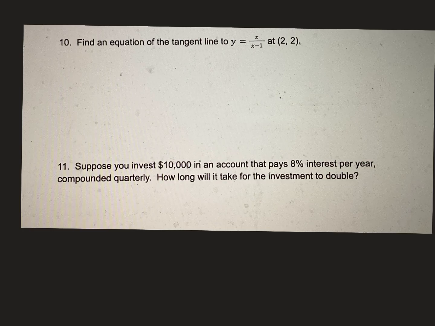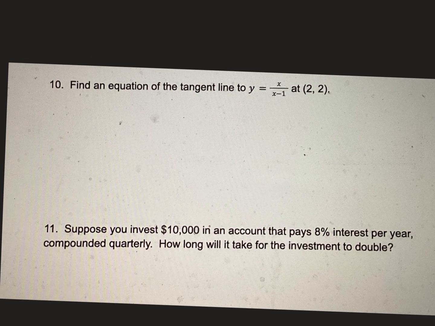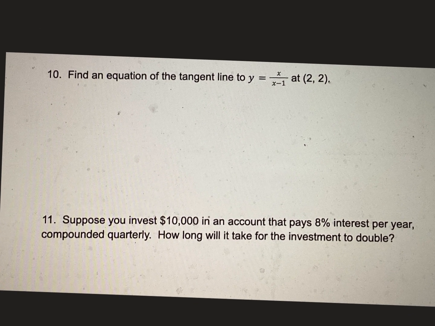All right, let's go to the last one. Number 10, find an equation of the tangent line. Okay, so here we go. To find an equation of the tangent line, you got to find the derivative. So I'm going to do the limit as h approaches 0 of f of a plus h minus f of a over h.